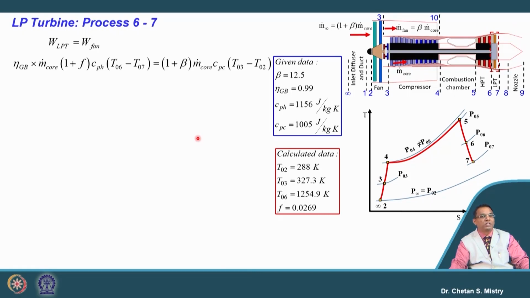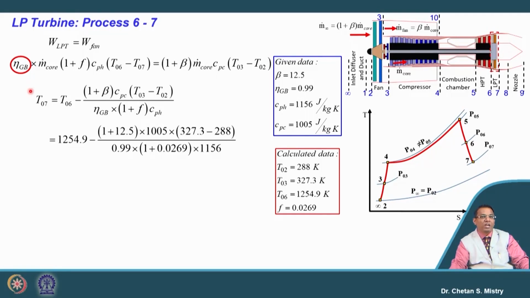And if we put this equation, it says efficiency into m dot core (1 plus f) Cp (T06 minus T07), and this is representing my mass flow rate at the entry into Cp (T03 minus T07). Be careful here, in this case we have this efficiency coming into the picture. Okay. So, let us put in the formulation, and if we put our gearbox efficiency to be 99%, we will get our turbine exit temperature as 801.2 Kelvin.